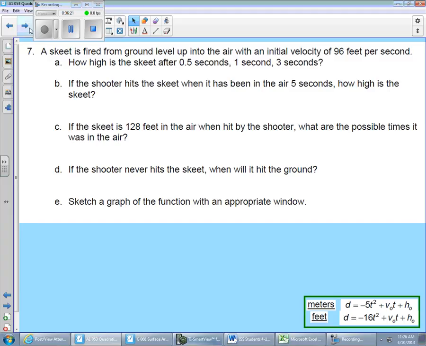Aside from it being a skeet shooter versus a football punter or whatever, what's different about this problem? Nothing, except they switched measurement systems on us. Before they were in metric with the meters, now they're in standard with the feet. That would simply mean that we would select the formula that uses feet rather than meters.